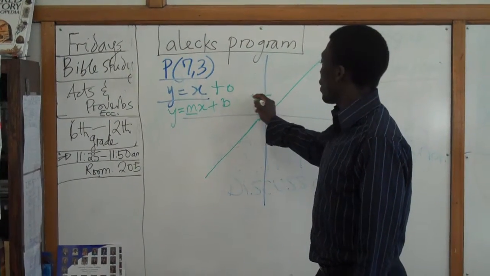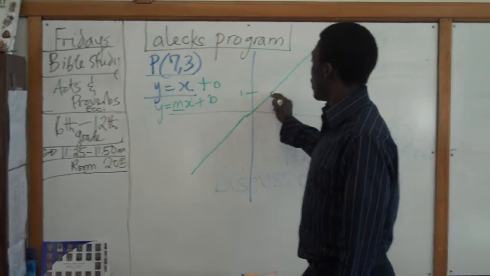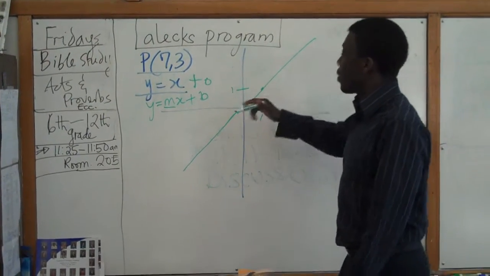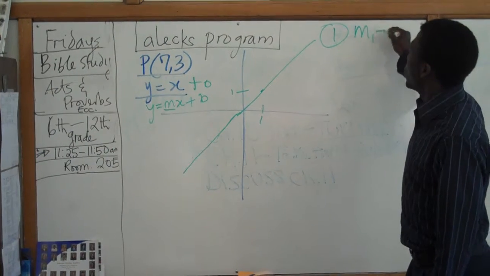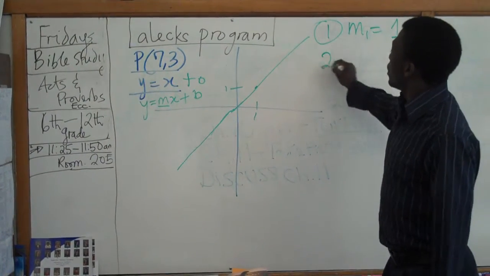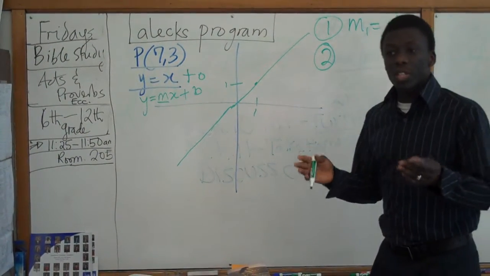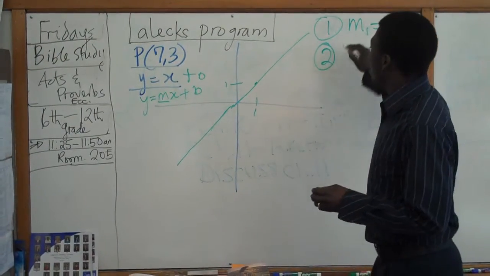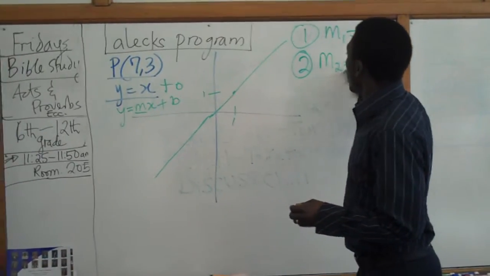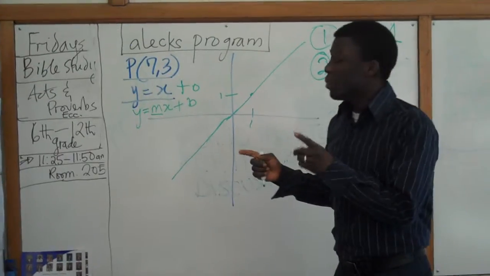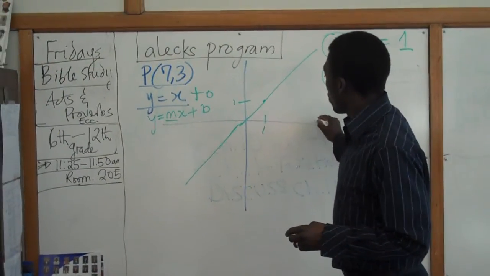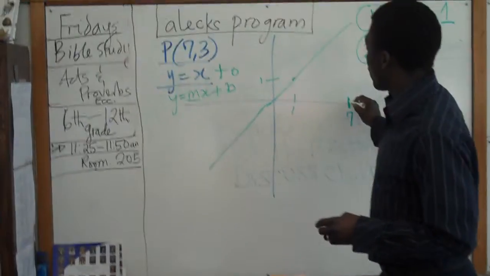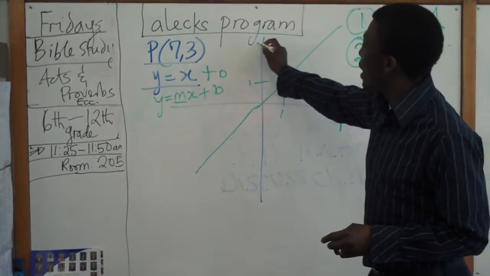So we have 1, 1, and so on and so forth. So the first step is to find the slope of the first line, which in this case is 1. The second step of solving these problems in lesson 42 is to find the second slope, the slope of the second line, which can be drawn from the point 7,3. The point 7,3 would be where we have the x as 7 and the y as 3.